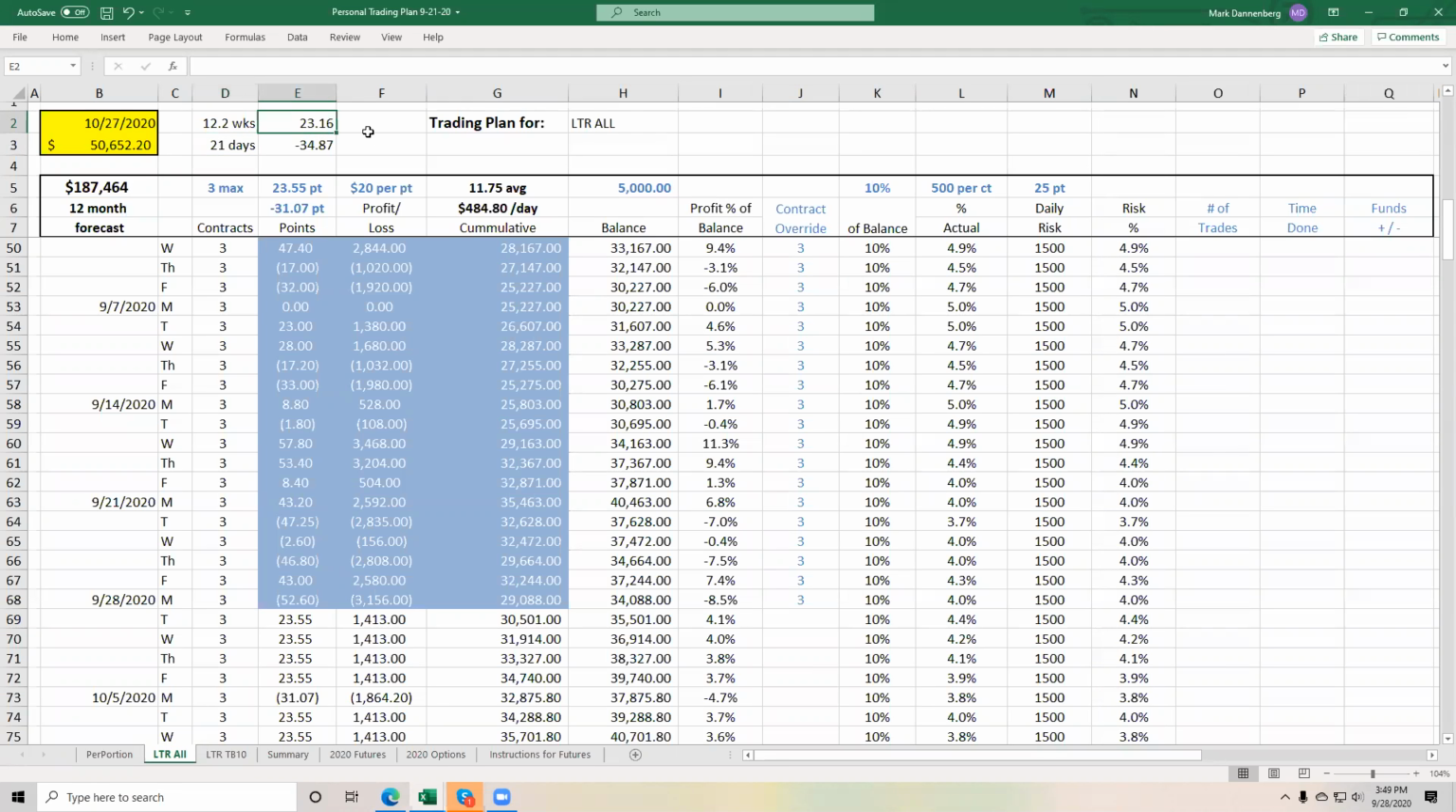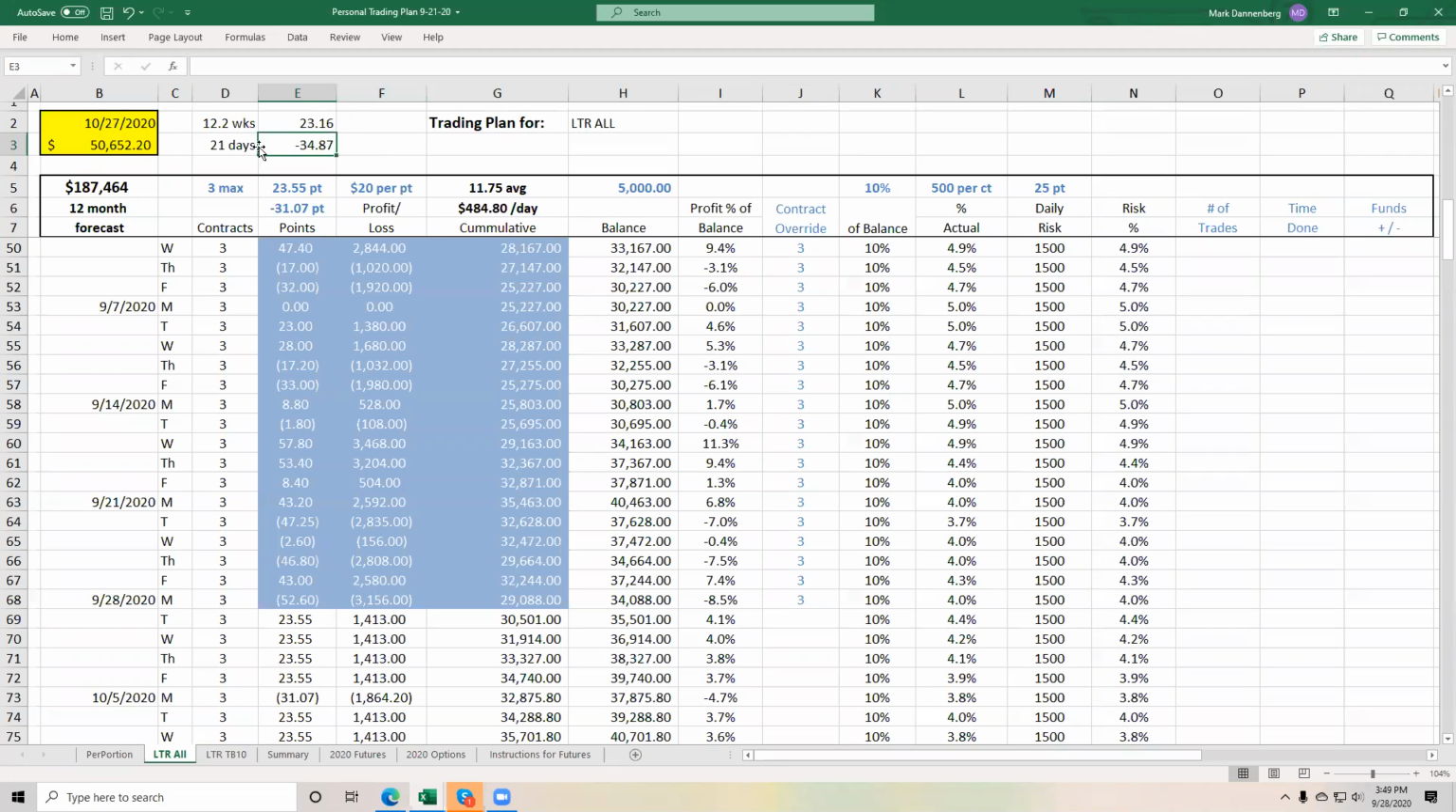This number is telling me of all of my winning days what my average is, meaning the average point production per winning day, and so that's based on $20 a point. And then this is my average losing day. So if I take all of my losing days, they average out to 34.87.